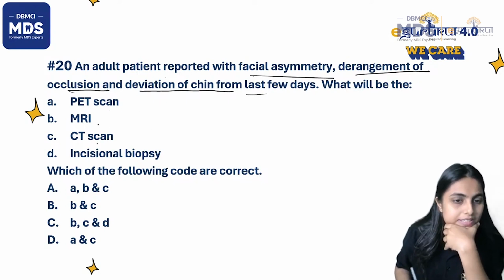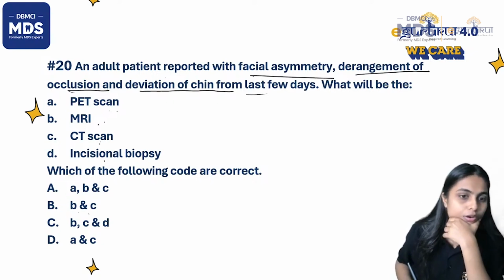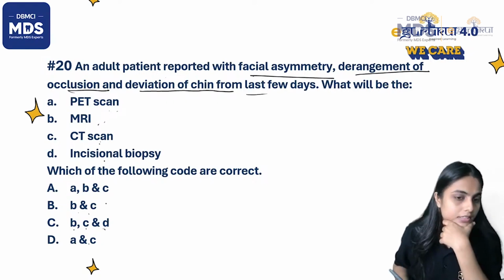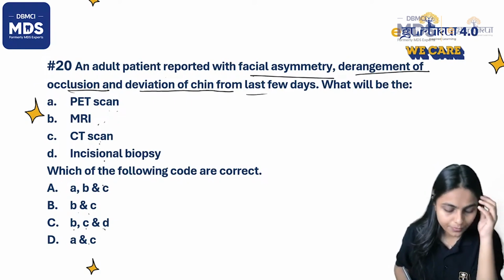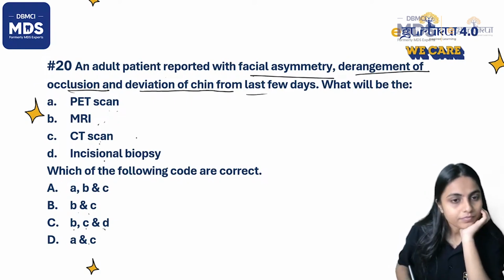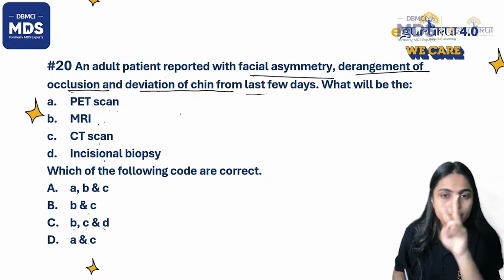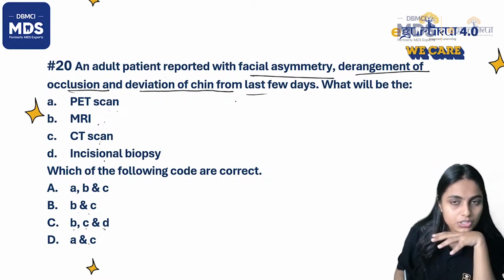PET scan, MRI scan, CT scan, incisional biopsy. Would you suggest PET scan, MRI scan, or CT, or only MRI and CT, or MRI, CT, and incisional biopsy, or PET and CT? What would you suggest? What two important investigations would you suggest for a patient with these features?